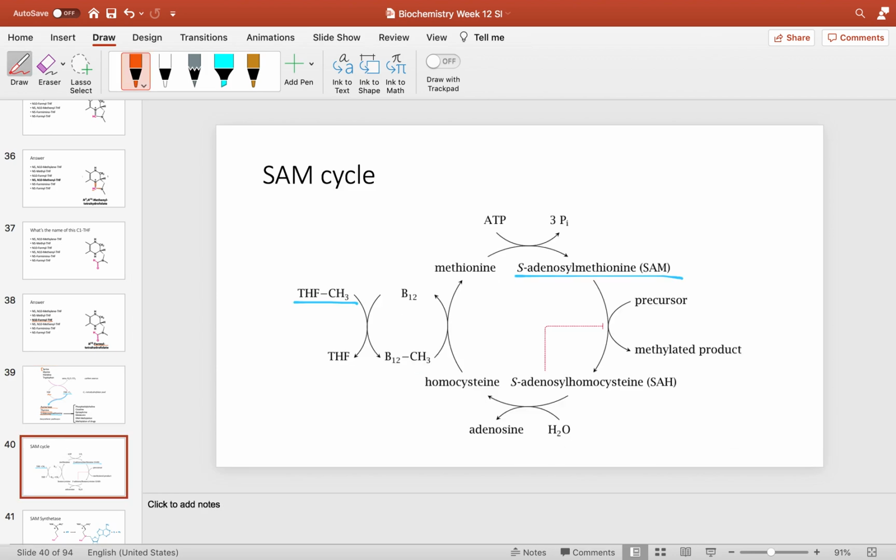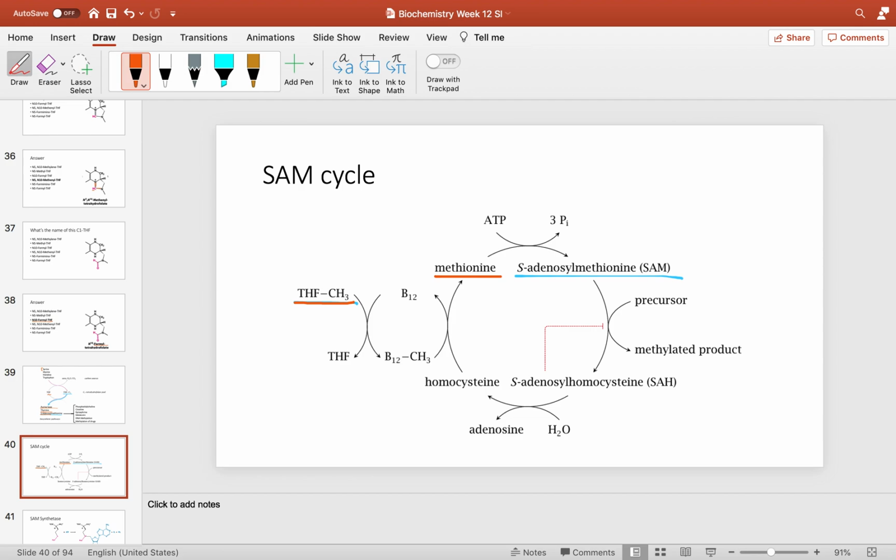Alright, so let's look at the SAM cycle. Remember, we just created our THF that has a carbon on it. So this is actually very important for propagating the SAM cycle, which consists of 4 intermediates. If we start from a more common molecule, we have methionine. Remember, it is the initial amino acid that's found in almost all proteins, encoded by the AUG start codon.